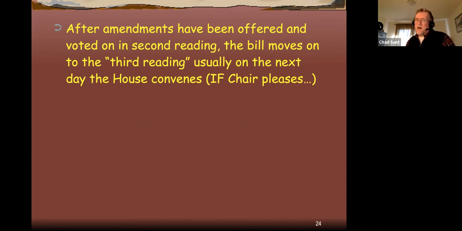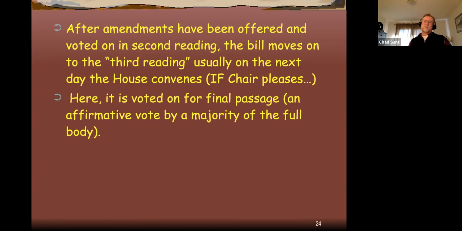After amendments have been offered and voted on in the second reading, the bill moves on to the third reading, which is usually on the next day after they decide it's ready, that the House convenes. And again, if the chair pleases. Here it is voted on for final passage. An affirmative or yes vote requires a majority of the full body. So we always say 50% plus 1. That's an easy way to remember it.